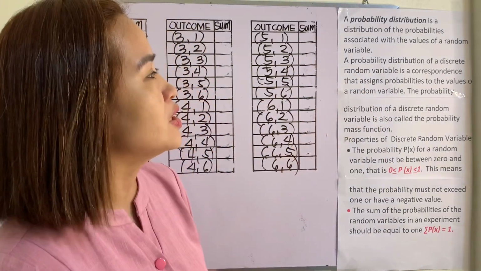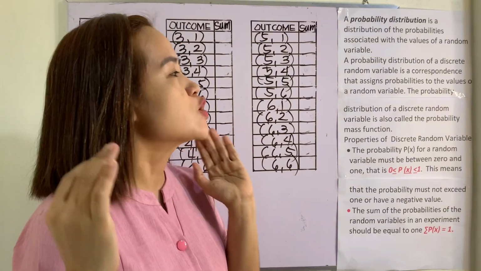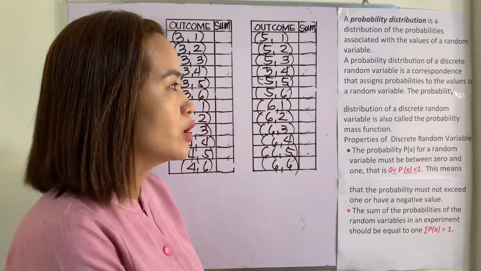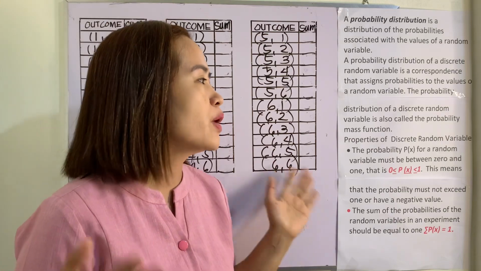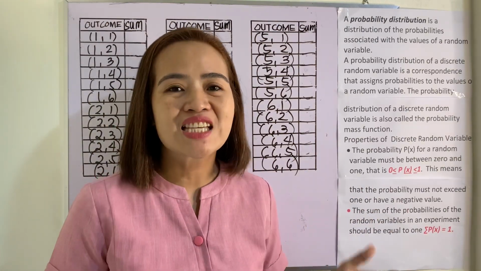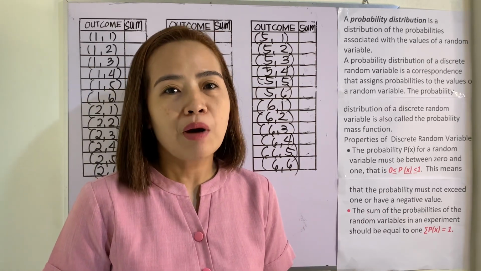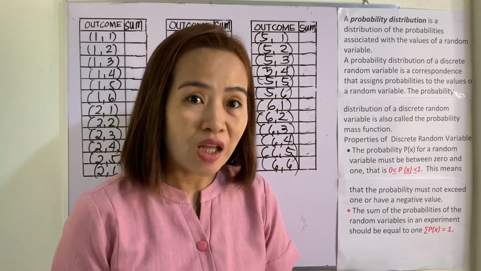A probability distribution of a discrete random variable is a correspondence that assigns probabilities to the values of a random variable. The probability distribution of a random variable is also called a probability mass function. Take note that when we say discrete random variable, we are talking about experiments whose outcomes can be counted.